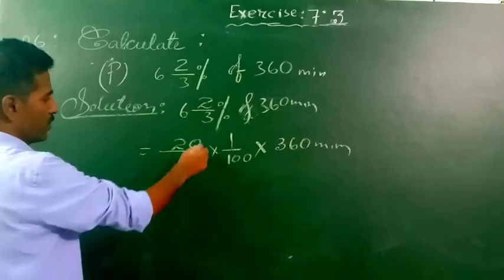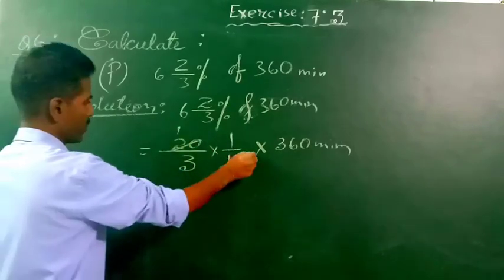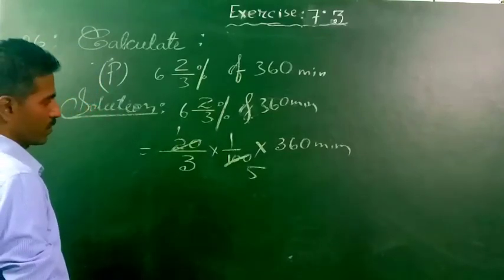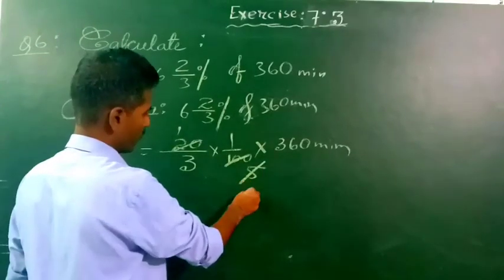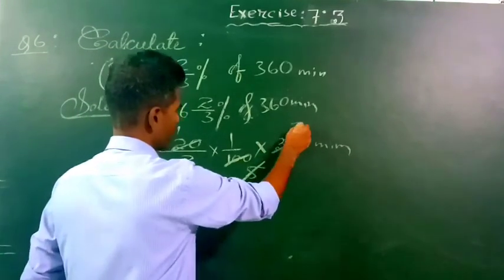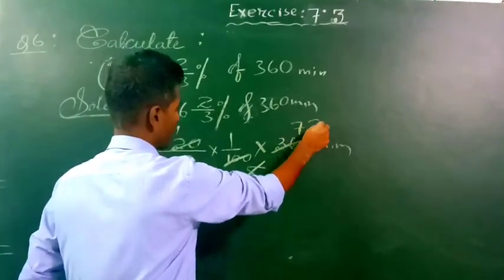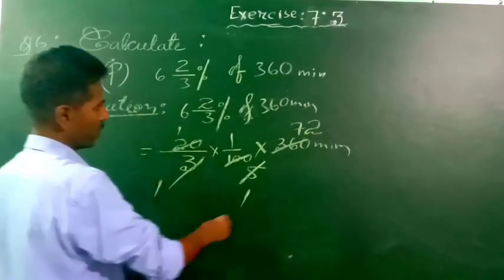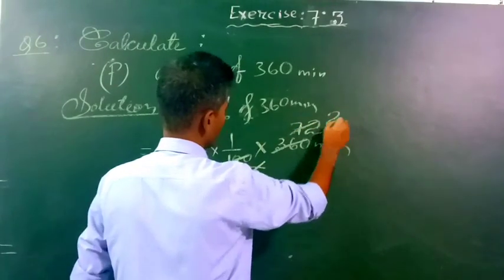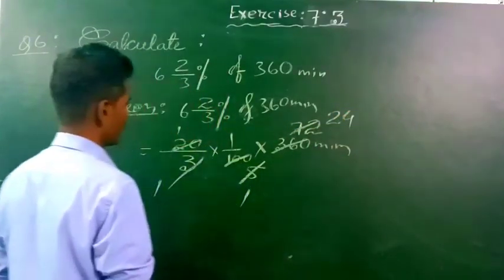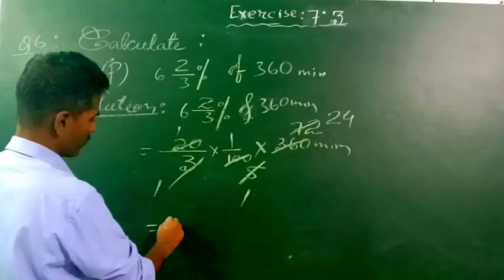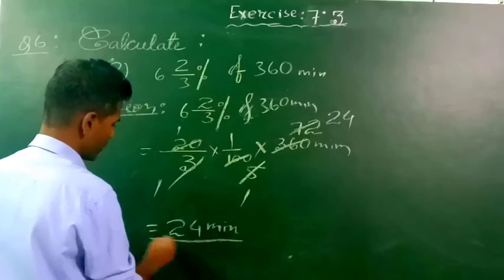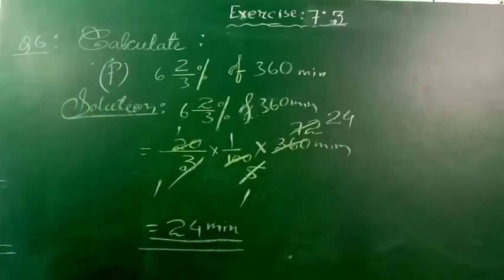Now see, 20 times 1 is 20. 20 times 5 is 100. And 5 times 1 is 5. 5 times 7 is 35. Carry over 1, 10. 5 times 2 is 10. Now 3 times 1 is 3. 3 times 2 is 6. Carry over 1, 12. 3 times 4 is 12. So what we got? 24 minutes. This is the solution for question number 6, sub question F.